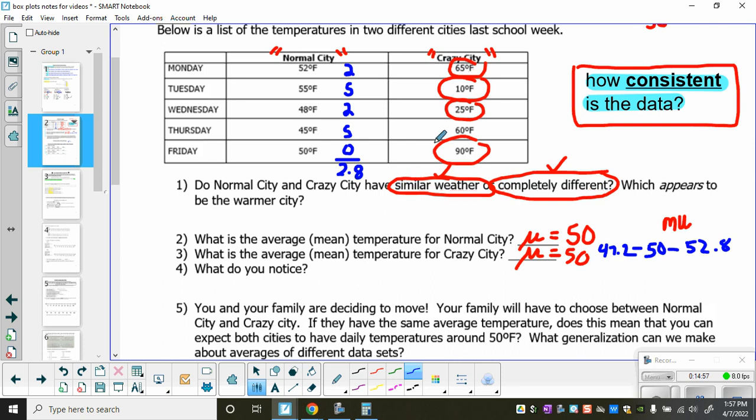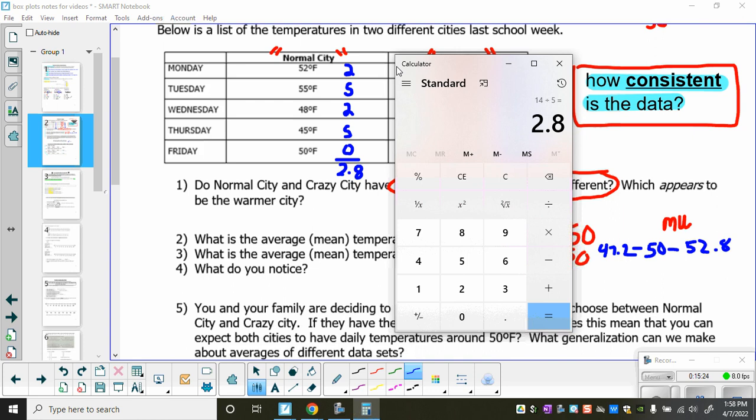Now, if I do the same thing over here, again, we're just trying to see how far away each temperature is from 50. This is 15 degrees away from the mean. This is 40 degrees away from the mean. This data point is 25 away from the mean. This data point is 10 away, and this data point is 40 away from the mean. So we can see that these data points are much further away from the mean than these were.